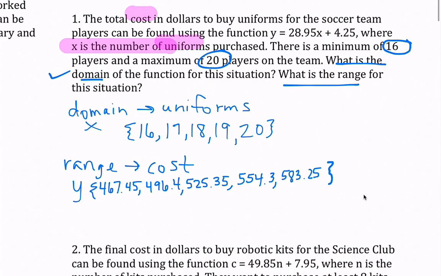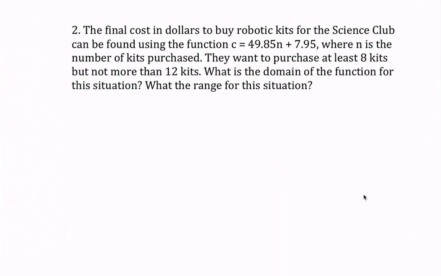All right, let's try another example. Let's read it first. It says, the final cost in dollars to buy robotic kits for the science club can be found using the function C equals 49.85N plus 7.95, where N is the number of kits purchased. They want to purchase at least 8 kits, but not more than 12 kits. What is the domain of this function, and what is the range of this function?